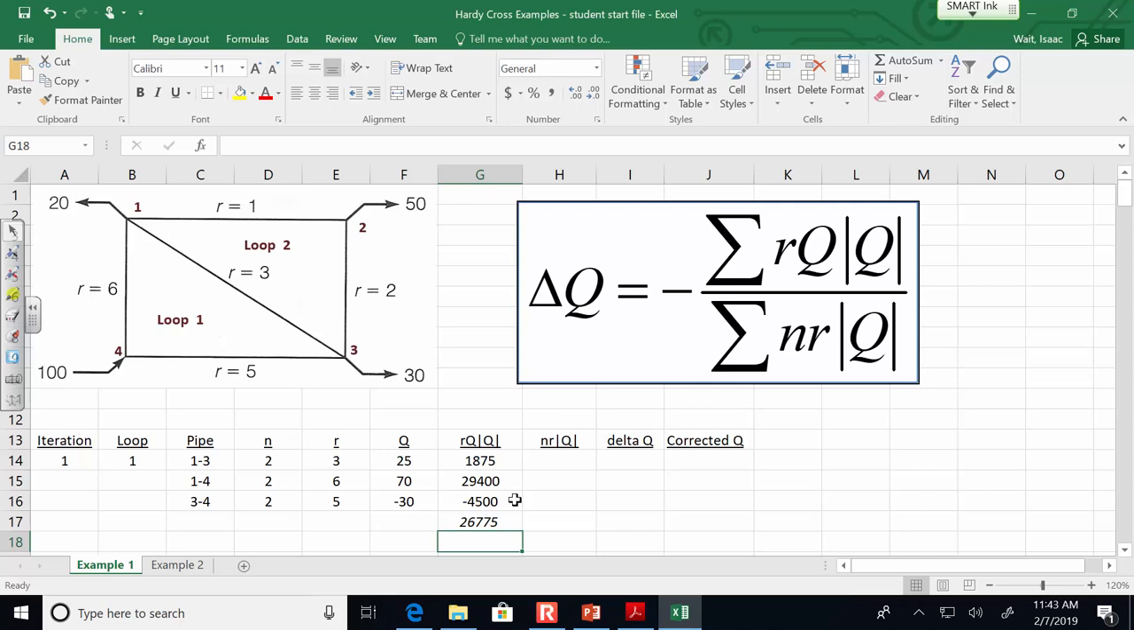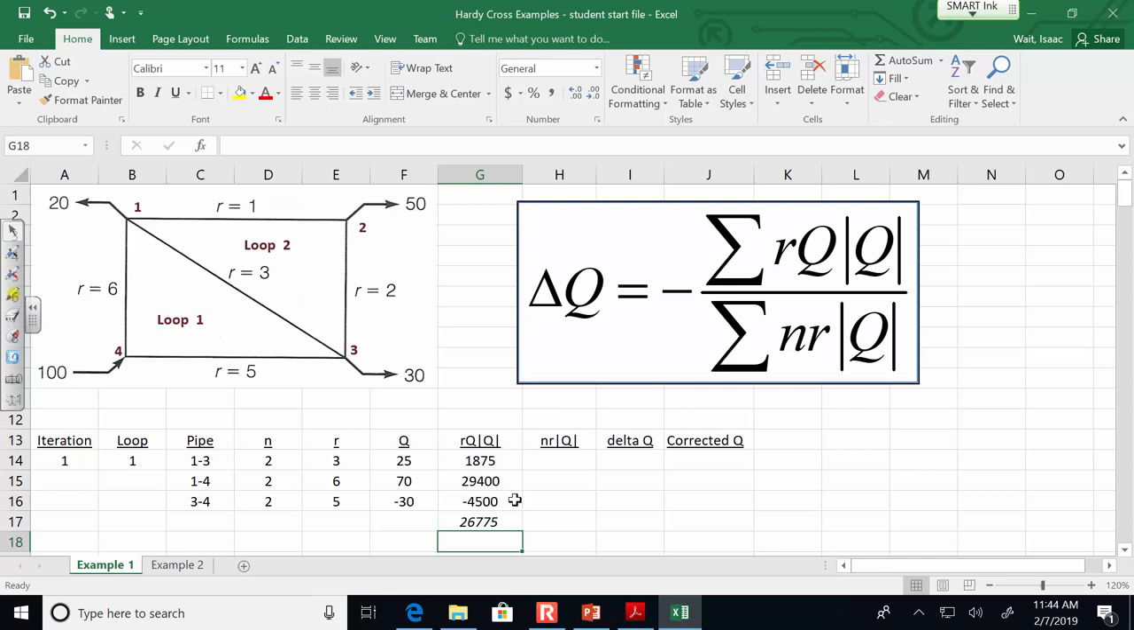Yeah? I'm struggling to see how the 25 is positive. It's going down and to the right. Yeah, because right now we're considering loop one. Pretend like loop two isn't there. It's just for loop one. In the perspective of loop one, it's clockwise, but when we switch over to loop two, it'll be counterclockwise. So for common pipes, a pipe that's shared by both loops, we have to flip the sign back and forth. Are there other questions?